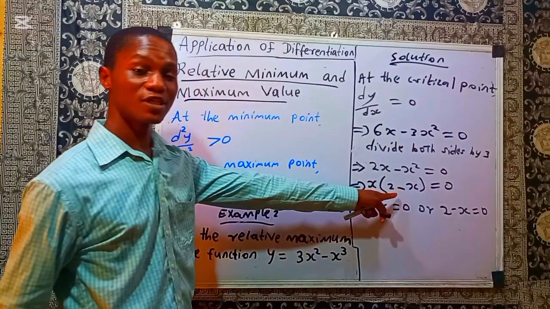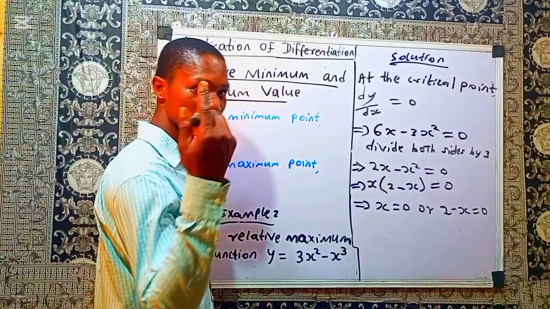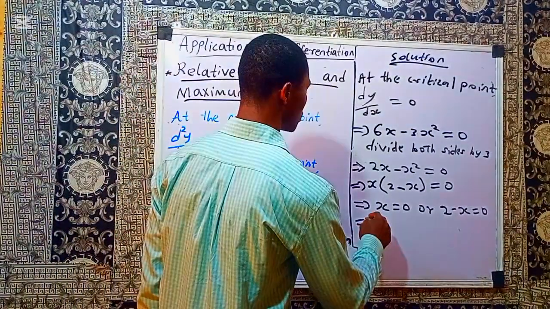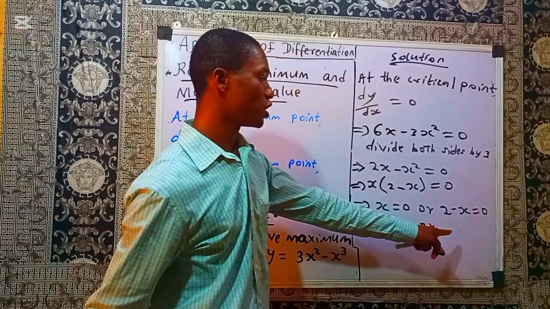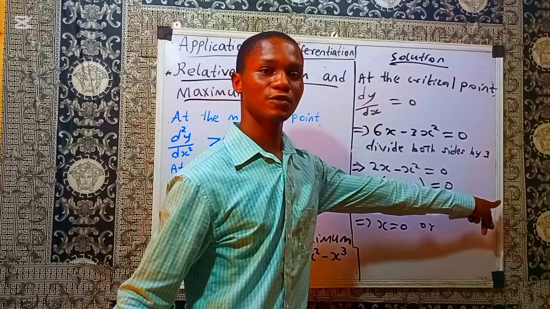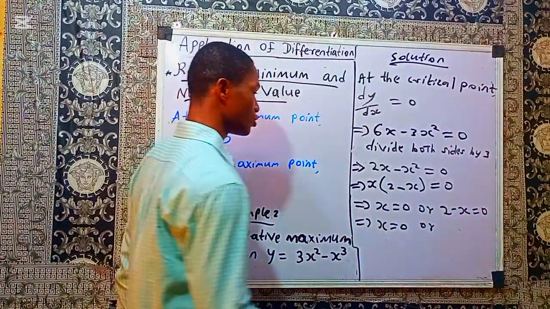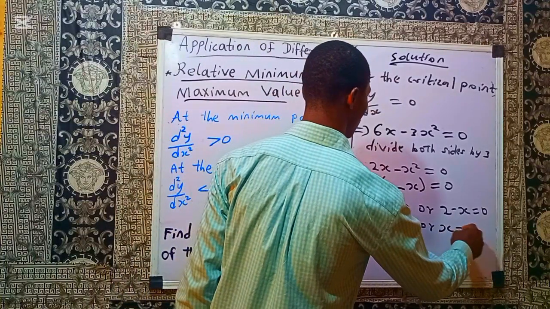Because the product of these two things is giving us 0, one of them must be 0. So this implies that x is 0, or if you move negative x to the other side, you will have that x will be equal to what?